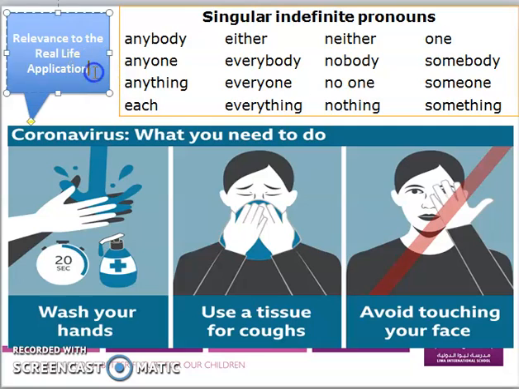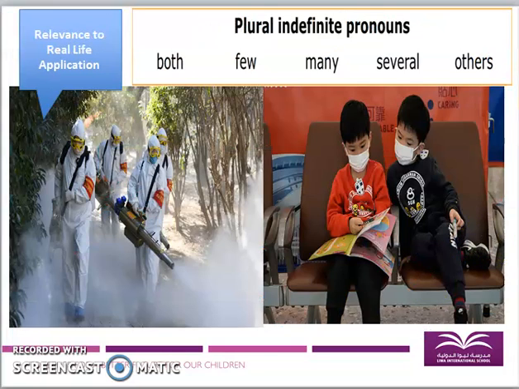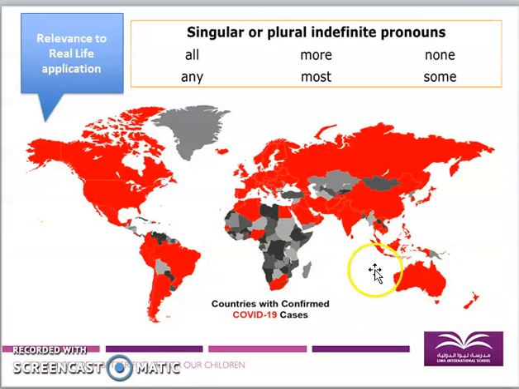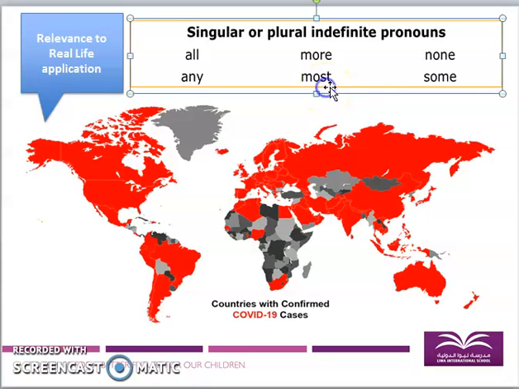Relevance to the real-life application. We all know that we are facing this coronavirus outbreak. So, I want you to use the examples of singular indefinite pronouns for your sentences using these pictures. Just choose 2 or 3 among these examples. And same with the next picture, plural indefinite pronouns. So please use at least 2 for these pictures below. And then the third one, I want you also to use these singular or plural indefinite pronouns to construct your sentences and paragraph.